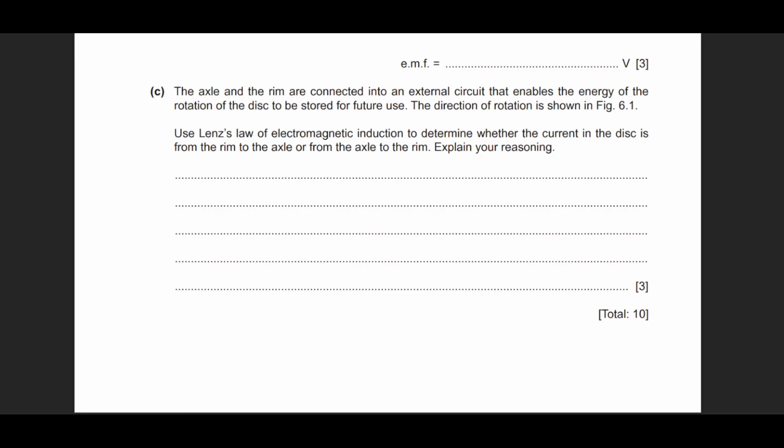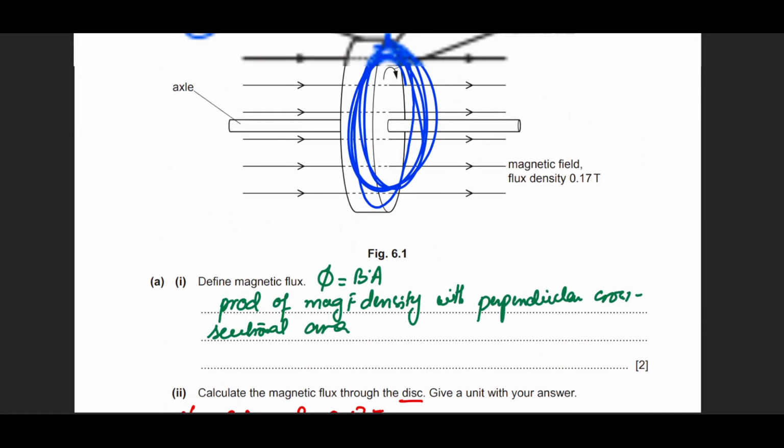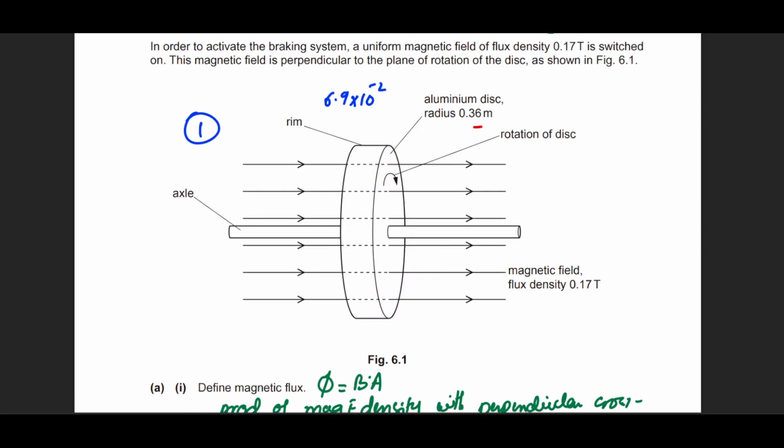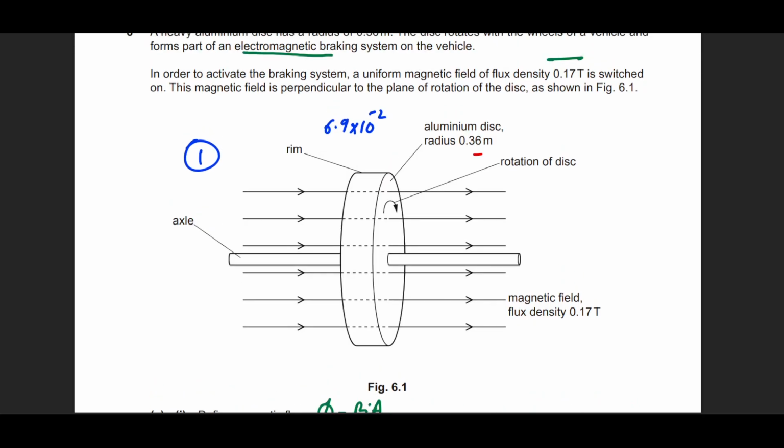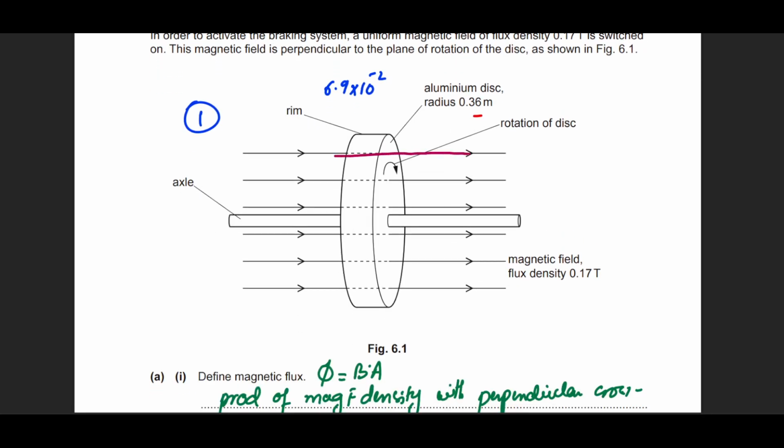Okay, fine. Use Lenz's law of electromagnetic induction to determine whether the current in the disk is from rim to axle or from axle to the rim. Explain your reasoning. So if you have to break the disk that is moving, let's say the disk has to be stopped, right? We know the direction of magnetic field is towards the right side. That's not a problem, right? But if I want to do that, then I should apply a force in the opposite direction. This should be the force. And this is the direction of magnetic field.